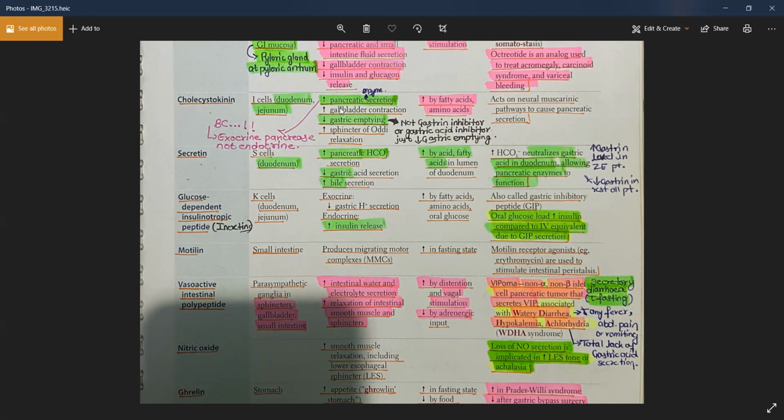Second is the gallbladder emptying by causing the gallbladder contraction. They will decrease the gastric emptying. Okay, they are not a gastrin inhibitor or a gastric acid inhibitor. Okay, they do not inhibit the HCl production.